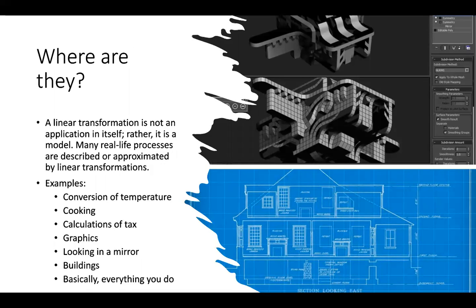So next we can go over where they are in our lives. It's important to know that a linear transformation is not an application itself, but rather it is a model. Many of our real life processes are described or approximated by linear transformations. Some everyday examples are conversion of temperature from Fahrenheit to Celsius to Kelvin, cooking, calculations of tax, computer graphics. We can look in a mirror. All the buildings have linear transformations, and pretty much everything we do has linear transformations if you look at it.